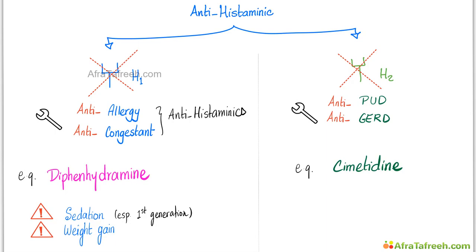So again, when doctors say give the patient an antihistamine, they mean give the patient a drug that will inhibit H1 and not H2. Okay, what's the function of H2 blockers? Anti-peptic ulcer disease and anti-GERD. Give me examples of these antihistaminics. Diphenhydramine, dimenhydrinate, etc. These are first generation, and first generation will make you sedated and maybe cause weight gain. Second generation is better with fewer side effects. H2 blockers include cimetidine, ranitidine, famotidine, and they are drugs to treat peptic ulcer disease, reflux, etc.